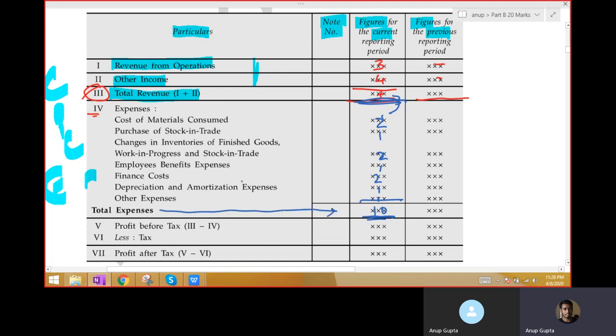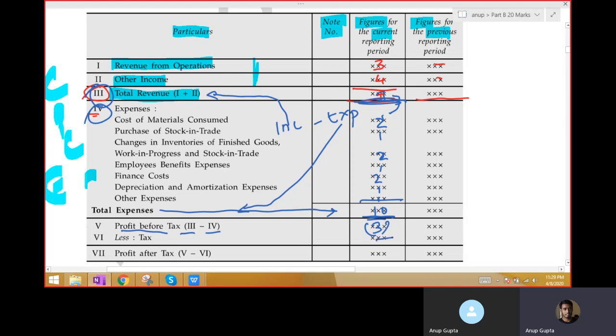Okay, after this comes profit before tax. How do we get profit? Profit means income minus expenses. Where is the income? The income is here, total revenue. And where are the expenses? The expenses are here, total expenses. So income is number 3 and total expenses is number 4. So see, 3 minus 4. In this question it is 7 here and 10 here, so the answer will be minus 3.